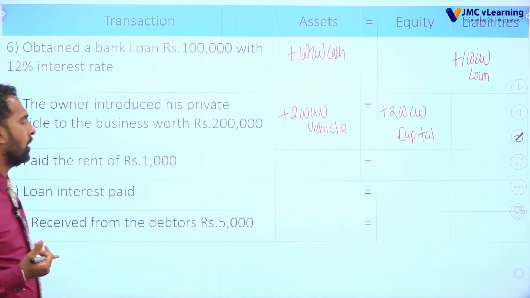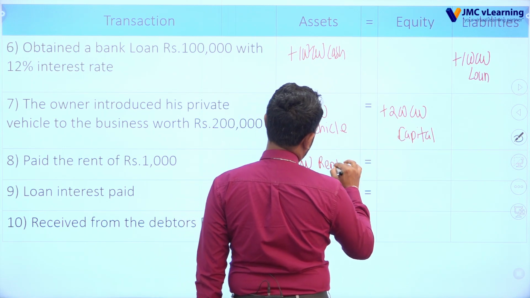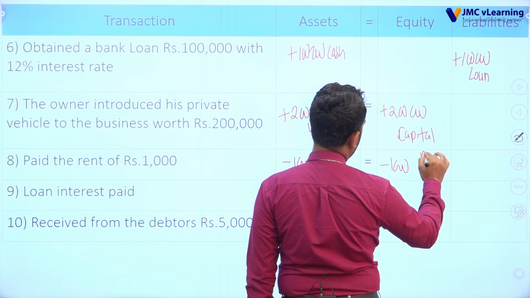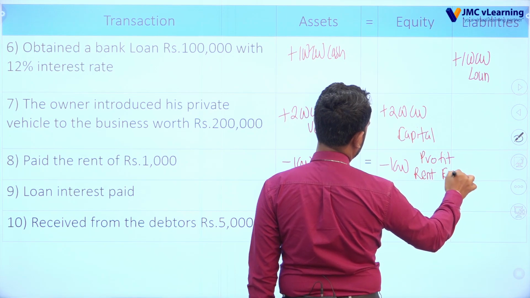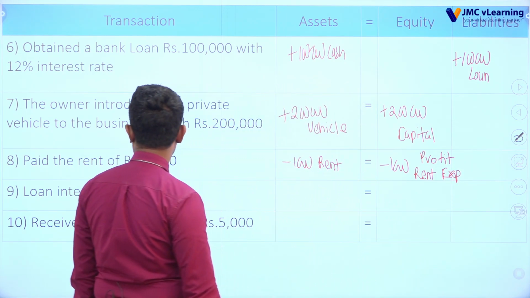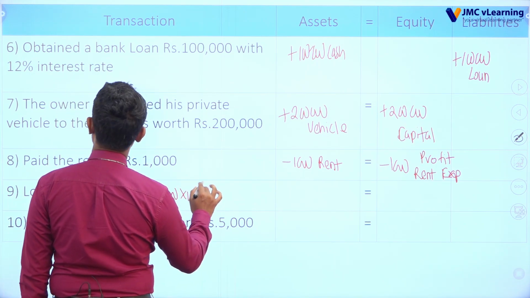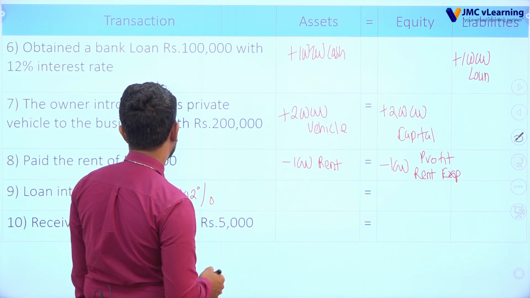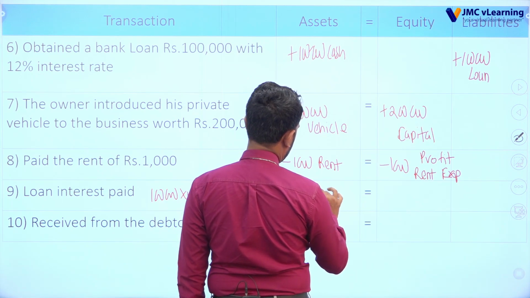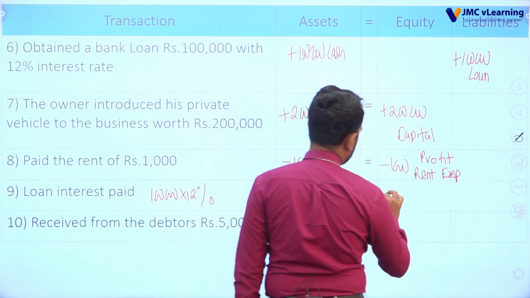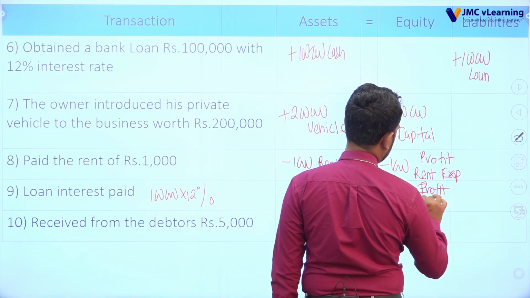Paid the rent 1000. When you are paying the rent, cash will come down. And rent is an expense, it will reduce the profit. Profit will be reduced due to the rent expense. Loan interest paid. So we have to do a calculation. It was 1 million loan at 12%. So it will be 12,000, right? So 12,000 interest paid. When you are paying the interest, cash will come down. Loan interest is an expense, so minus 12,000. Profit will come down due to the interest expense.